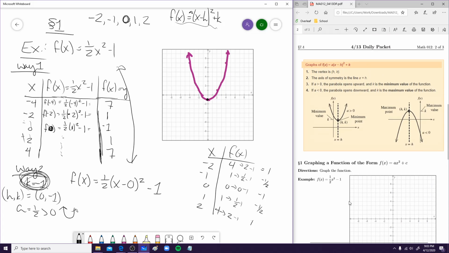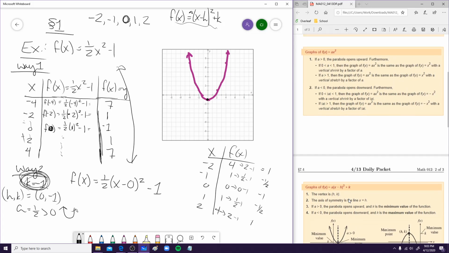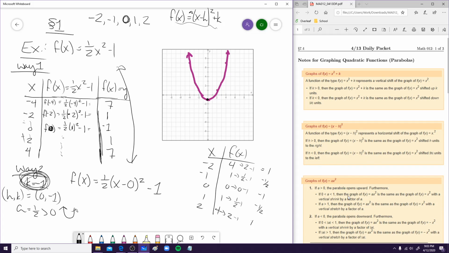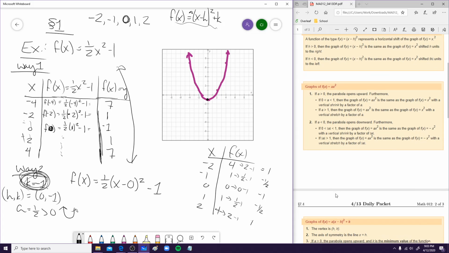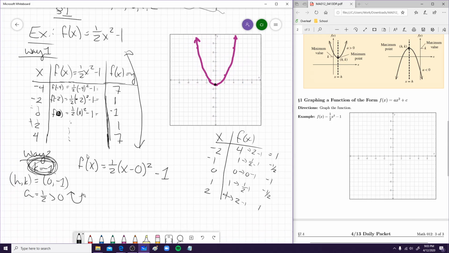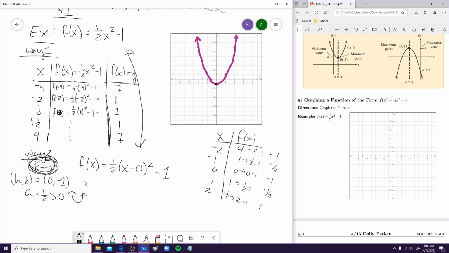But one thing I wanted to show you guys, or just talk about, is I just want you guys to get familiar with the vertex. What does a represent? What does h represent? What does k? How do you find your vertex, axis of symmetry, all of that stuff. And even how to rewrite this, right? To know that your vertex would be (0, -1). Why is it? Because your h is 0.